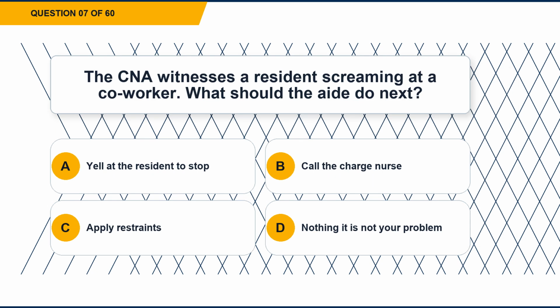Question 7. The CNA witnesses a resident screaming at a coworker. What should the aide do next? Option A. Yell at the resident to stop. Option B. Call the charge nurse. Option C. Apply restraints. Option D. Nothing, it is not your problem.